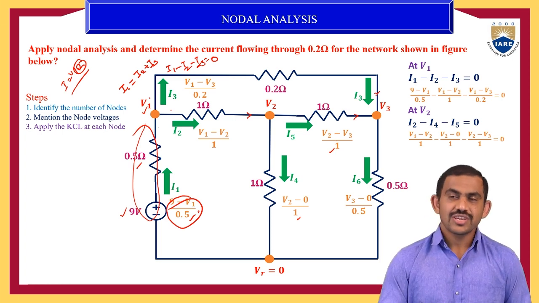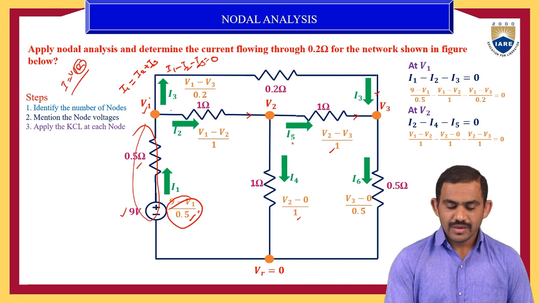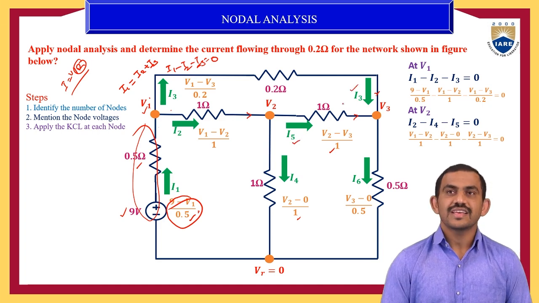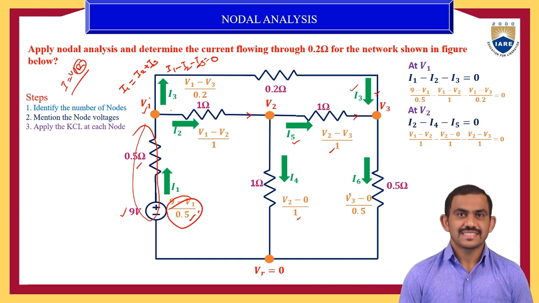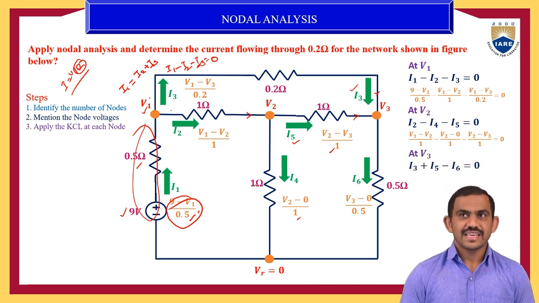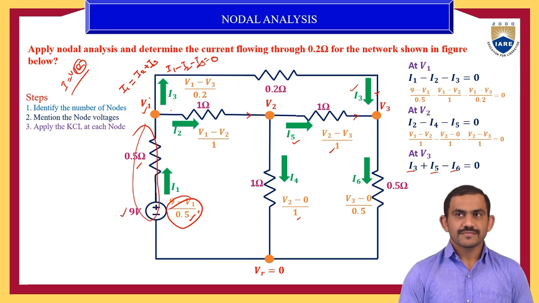Now at the V3 node, the incoming currents are I5 as well as I3, both incoming. Then the outgoing current is only I6. So at V3, I3 plus I5 minus I6 equals 0. That means I3 and I5 are both incoming, I6 is outgoing. Just substitute those values there. So we'll get the equation.